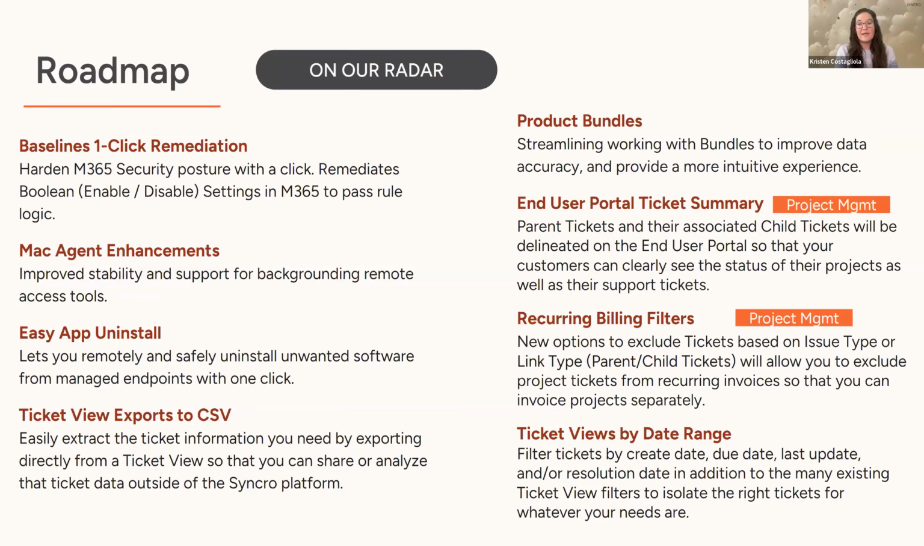Additional recurring billing filters. So we'll have some work within our recurring billing to exclude tickets based on issue type or link type, meaning whether they're a parent-child ticket, so that you can exclude project tickets directly from your recurring invoices and you can invoice for those separately.